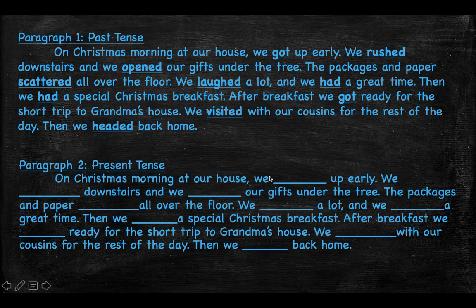Right, so our first verb is got. On Christmas morning at our house, we got up early. Instead of saying got, because that already happened, I want my verb to be in the present. So I would say on Christmas morning at our house, we get up early.